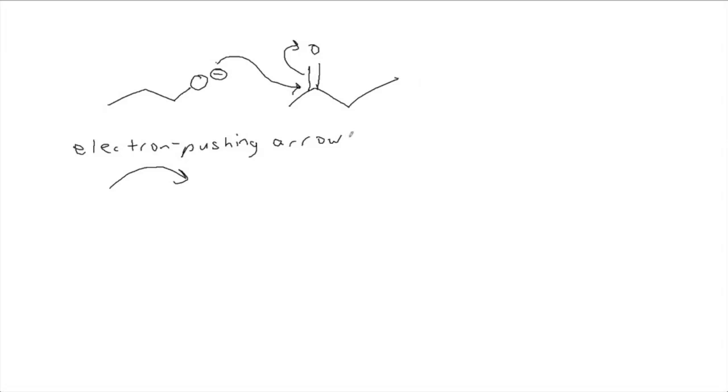So the way to think clearly about electron pushing arrows is to think about which is the head and which is the tail. Which part is this part of the arrow? The tail. And how about this? The head. How about this part? The head. And this? The tail. And this? Head. And this? And tail. Okay, that's pretty easy.